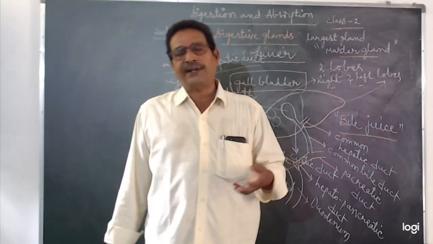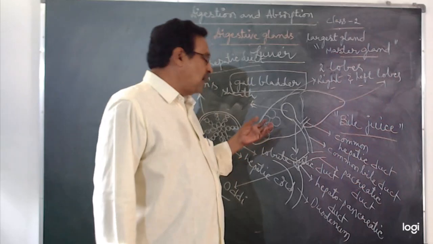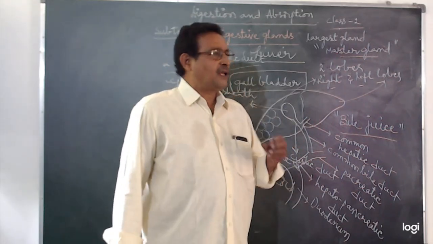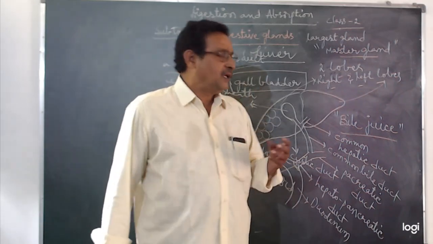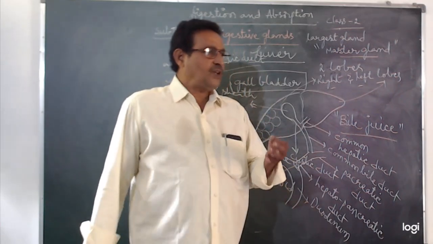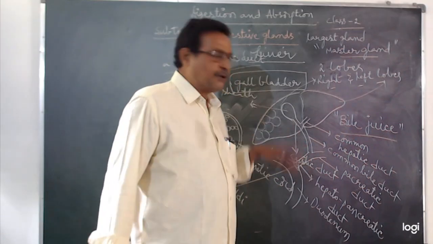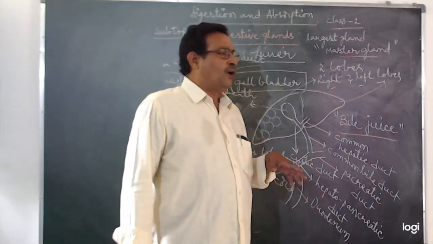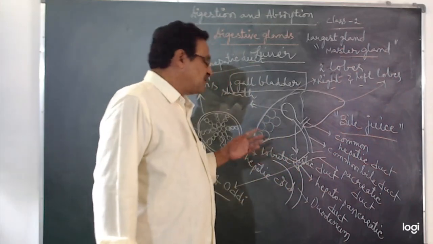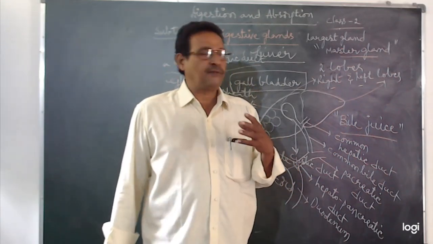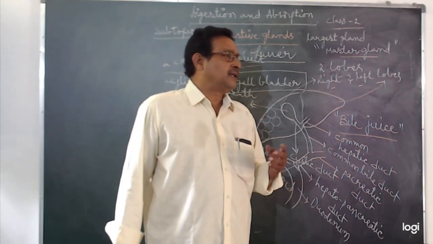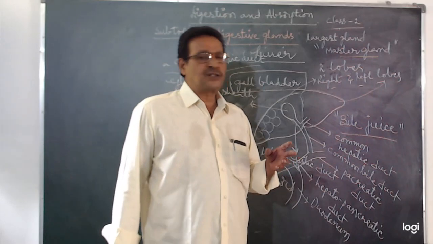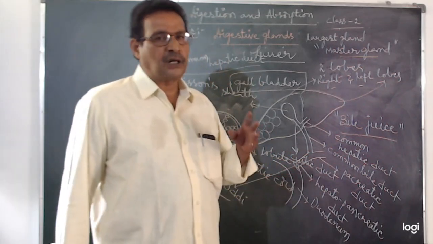Whenever it is necessary, with the contraction of this bulb-like structure, the gallbladder, some amount of bile will pass through the common bile duct into the duodenum. So temporarily it is the storage organ of bile, and the bile is concentrated in the gallbladder. These are the functions of gallbladder. This is the significance of gallbladder.